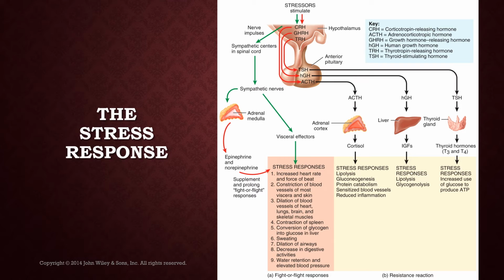So in this diagram on the right, we have red arrows that are going to indicate hormonal responses, and green arrows that indicate neural responses. We're also going to have these black arrows on the right side here, and these are going to indicate long-term resistance reactions.